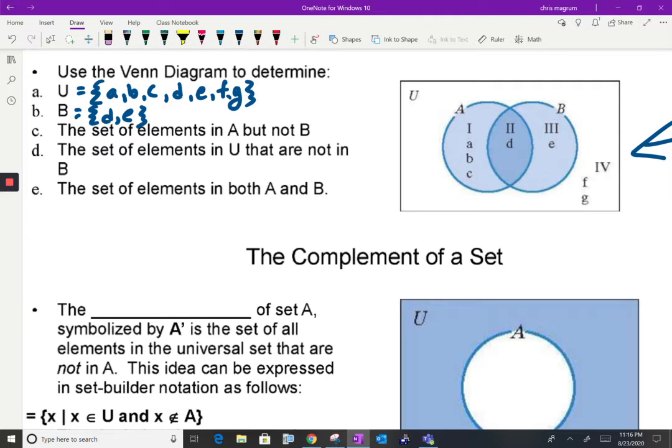Next, the set of elements that are in A but not in B. So we want stuff that's inside of A, but not the stuff that's inside of B. With me scribbling on things, it's easy for me to erase, easier than using a pencil. I think it's very helpful as a visual, so you can use your hand to cover up things like that. It'll help you as you go. Alright, so what's in A but not in B? A, B, and C.